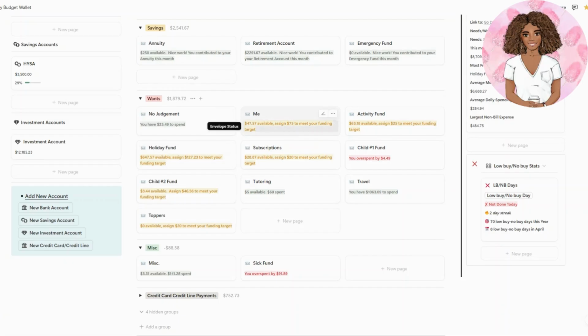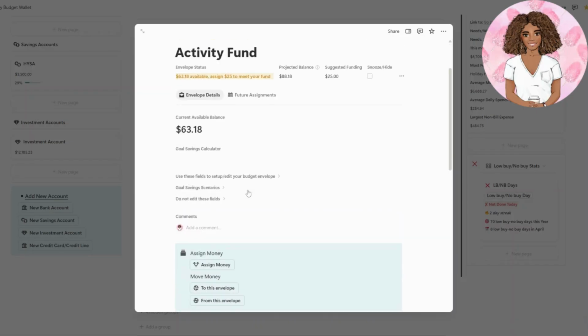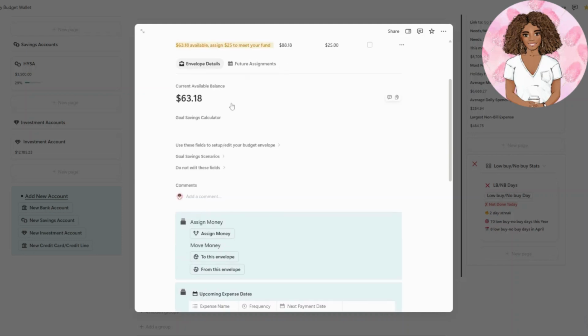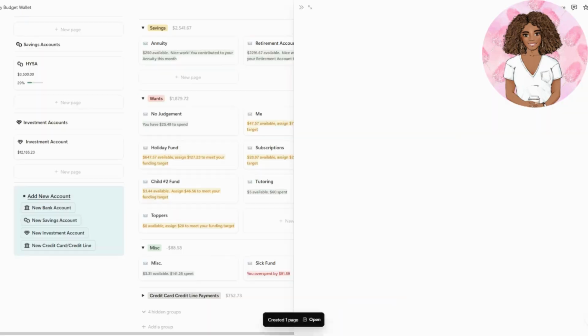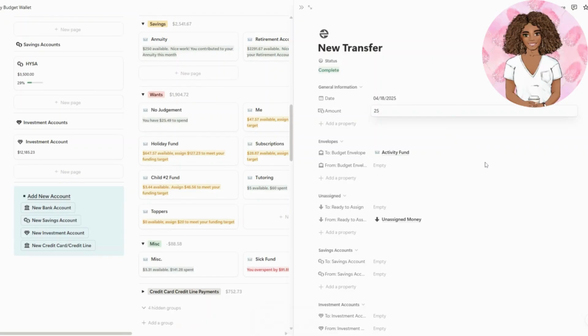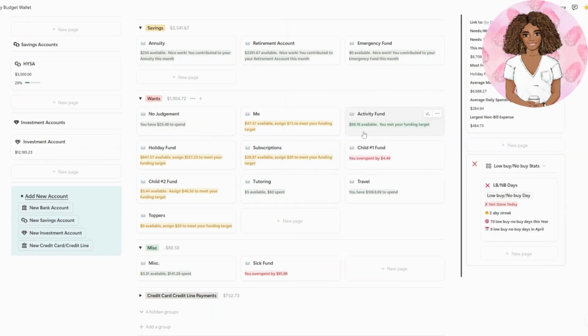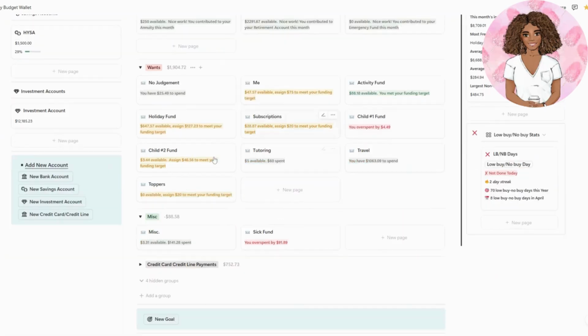All right, my me envelope, I am going to skip funding that. I'm going to fund the activity fund because this $63 is already pre-spent. We have an activity planned for this weekend, and I'm going to spend that $63. So I want to start working on building back up the fund again. So let me go ahead and put the $25 in. Okay, so now I've got 88.18, but I'm still going to keep my budget for our upcoming activity at $60 because I don't want to spend into that 25.